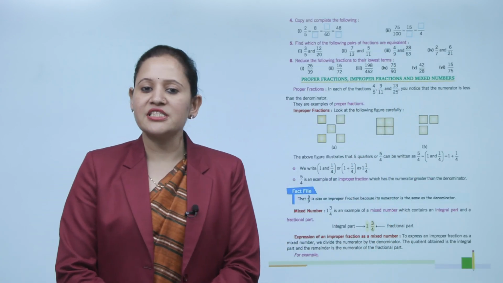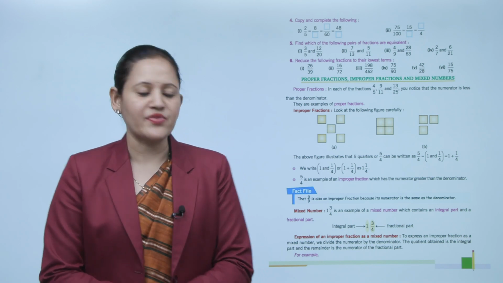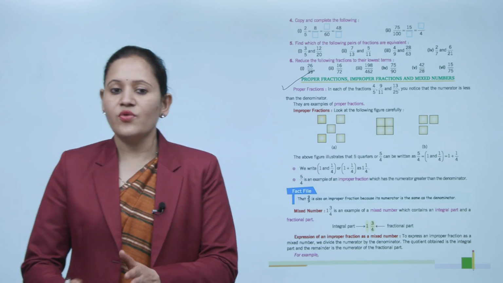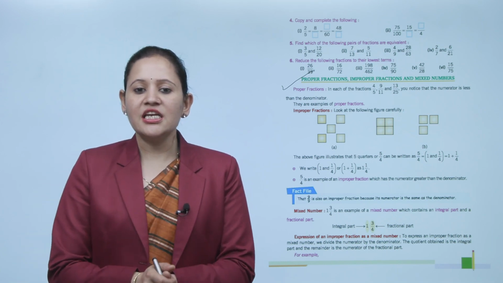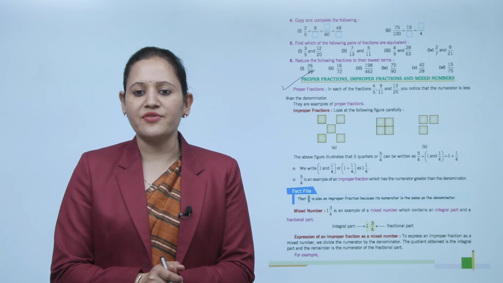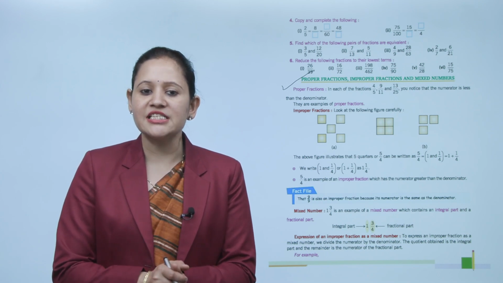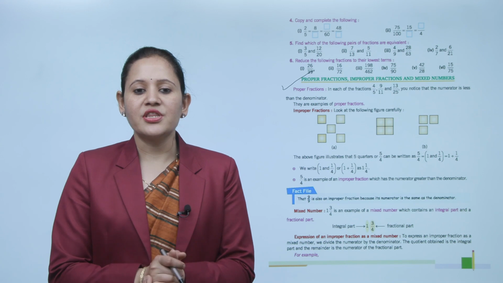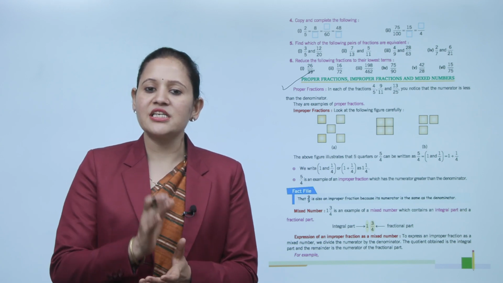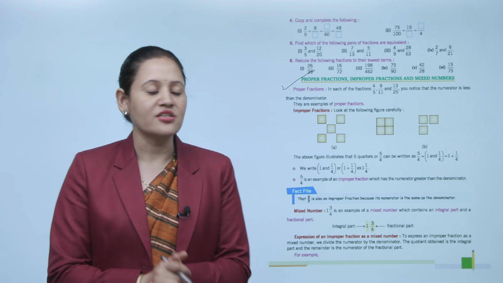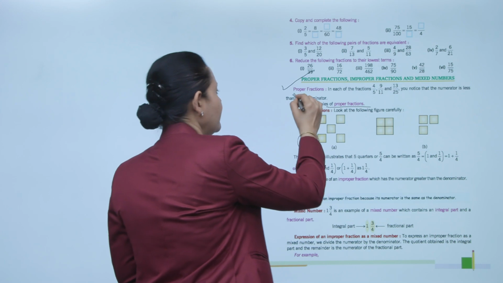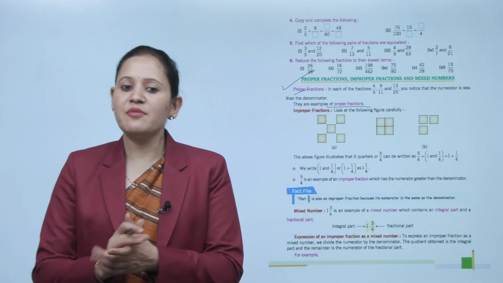Next is proper fractions, improper fractions and mixed numbers. What is a proper fraction? In each of the fractions 4 by 5, 9 upon 11 and 13 upon 25, you notice that the numerator is less than the denominator. So, they are examples of proper fractions. In a proper fraction, the numerator is always less than the denominator. So, all these are proper fractions. Clear? Next is improper fraction.